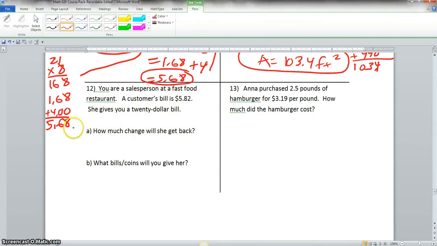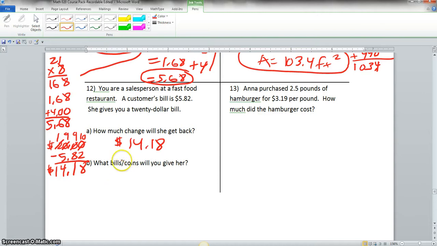So what we could do is just do subtraction. We know they gave you a $20 bill minus $5.82. So we'll put a decimal and 2 zeros here. So we know we got to borrow 1 from this 2. These first 2 zeros here become 9. And this last 0 becomes a 10. 10 minus 2 is 8. 9 minus 8 is 1. Bring down our decimal. 9 minus 5 is 4. And bring down our 1. So the change will be $14.18.